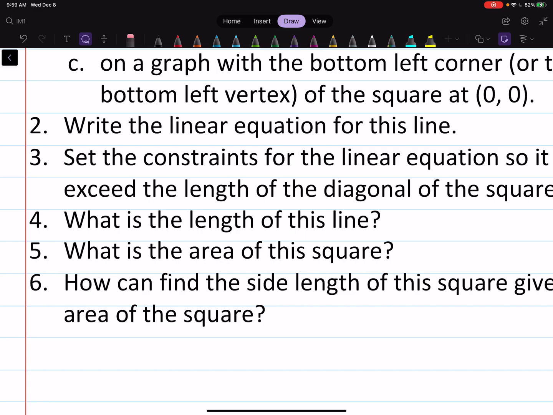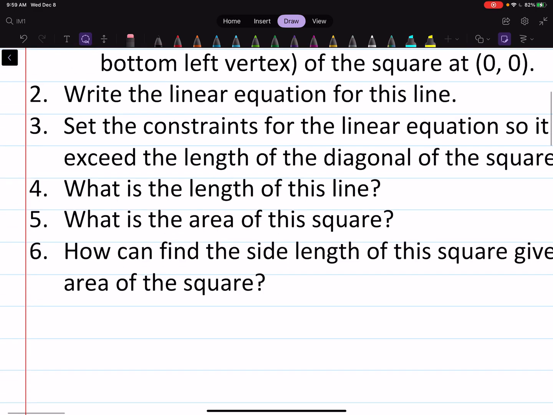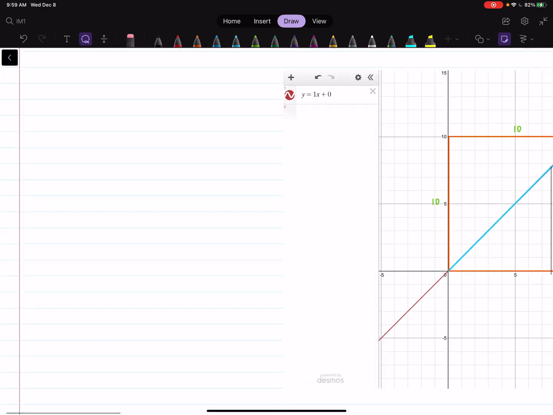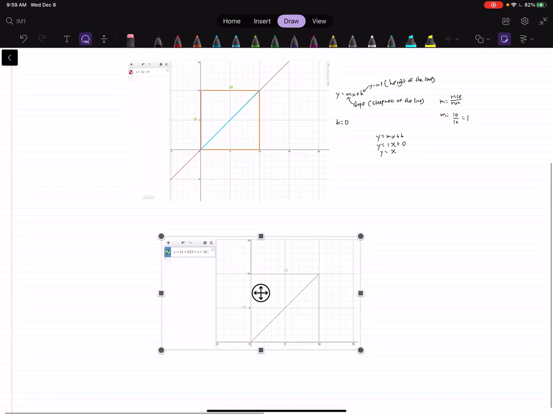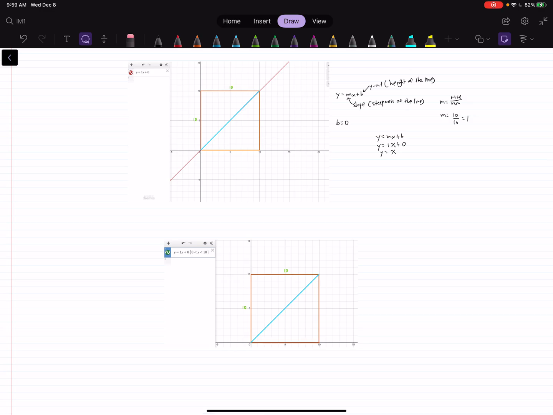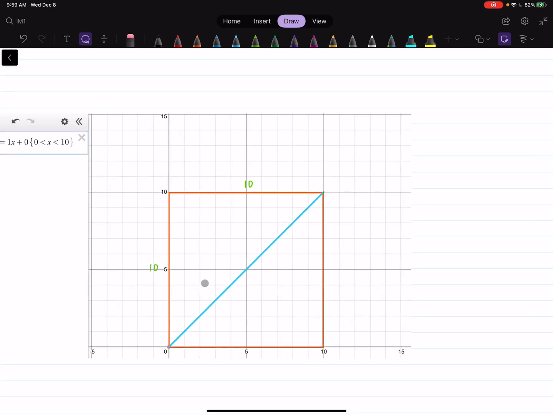All right, so let's take a look. How do we find the length of this line? So if you guys take a look, this is a right triangle. You guys see that? This is a right triangle. In fact, it's not just any right triangle. It's actually a 45, 45, 90 triangle.